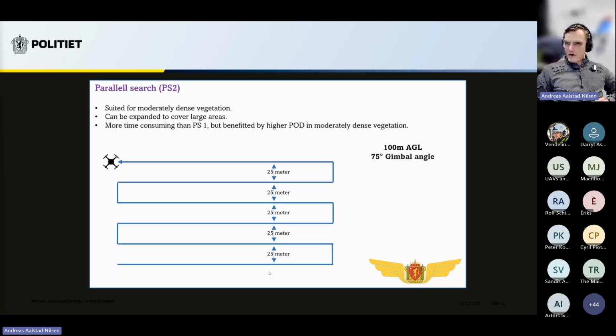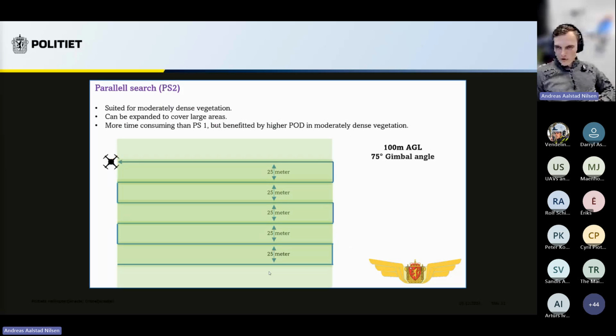And then there is the parallel search 2, which is basically the same technique, but half the distance between each leg. It's more time consuming than the parallel search 1, but it does have quite a bit higher probability of detection because it sees every point on the ground from 2 opposite directions. So you will first cover one area, and on the return, you will cover half the area from the other angle. And by the time you have searched the entire area, every square meter has been observed from opposite directions.